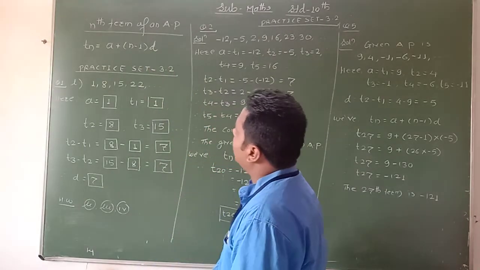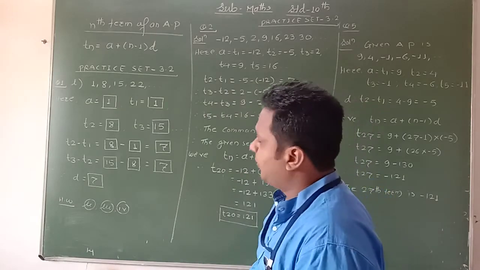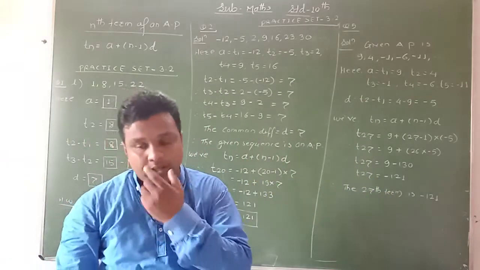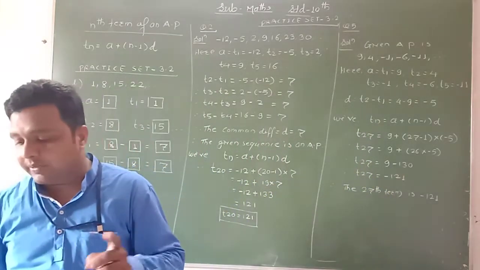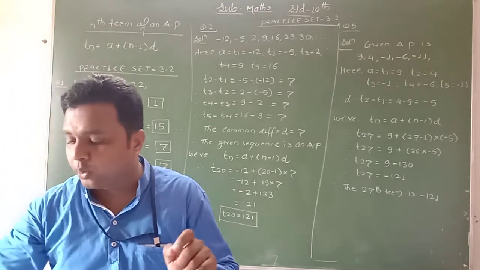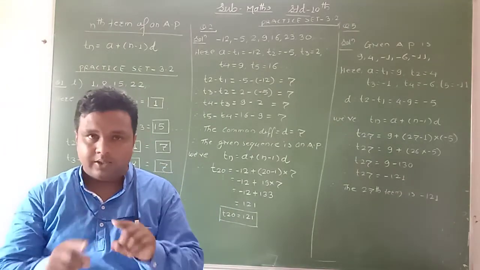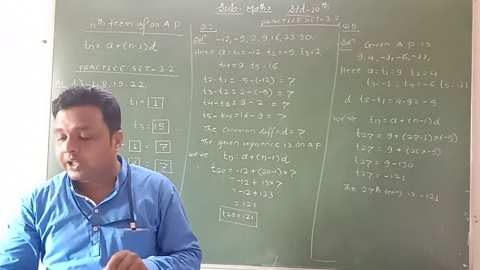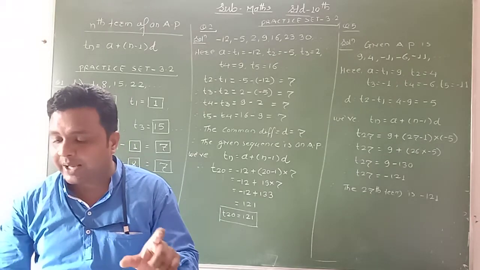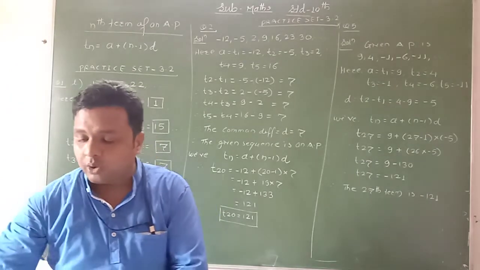Let me take some examples from practice set 3.2. The first question says: write the correct number in the given boxes for the following arithmetic progression. In this question we have to fill in the boxes, that is, complete the blanks given there.